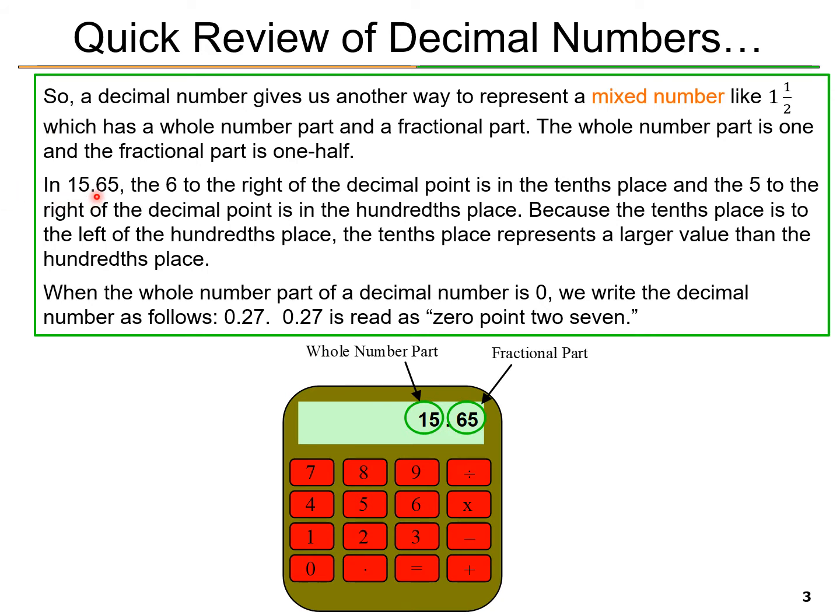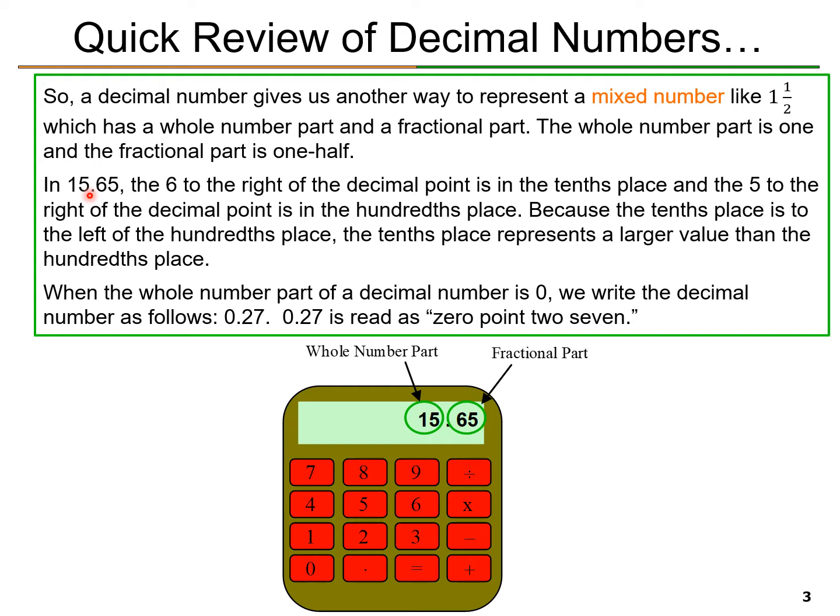In the number 15.65, as shown on the adding machine below, the 6 is to the right of the decimal point and is in the tenths place. The 5 to the right of the decimal point is in the hundredths place. Because the tenths place is to the left of the hundredths place, the tenths place represents a larger value than the hundredths place. And actually, it is 10 times larger.